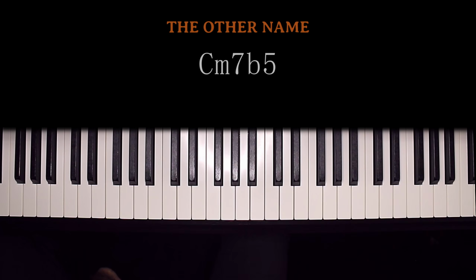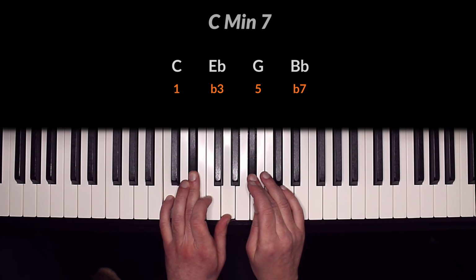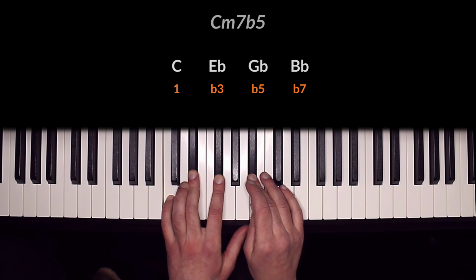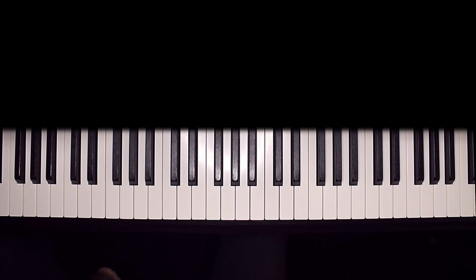If you go back to the C minor 7th chord and you flatten the 5th, you'll get a C minor 7 flat 5. That pretty much makes sense. But at the same time, it's a C half-diminished 7th chord. So just keep in mind when you see a C minor 7 flat 5, then it's a half-diminished 7th chord. It's the same chord. And it can be notated in one of the following ways.